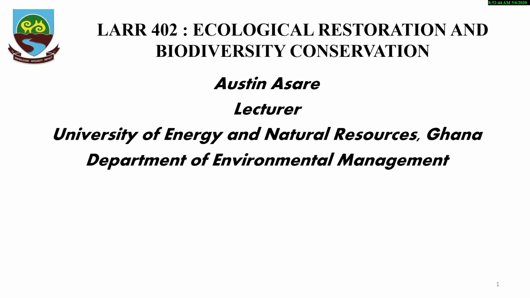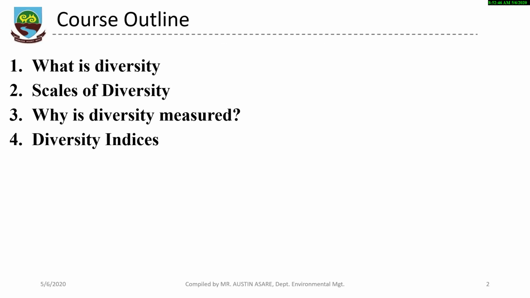Let's look at the course outline. In this course, we will look at what is diversity, varieties of scales in which diversity can be considered, and why diversity is measured. We will also look at diversity indices. Here we will look at the different indices that can be used to calculate diversity.